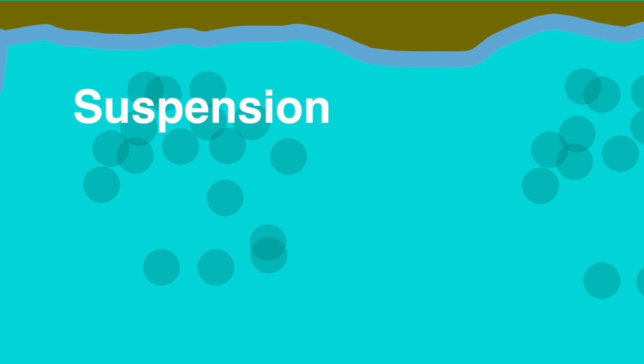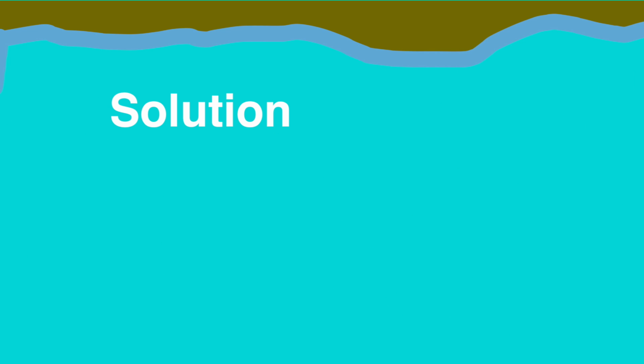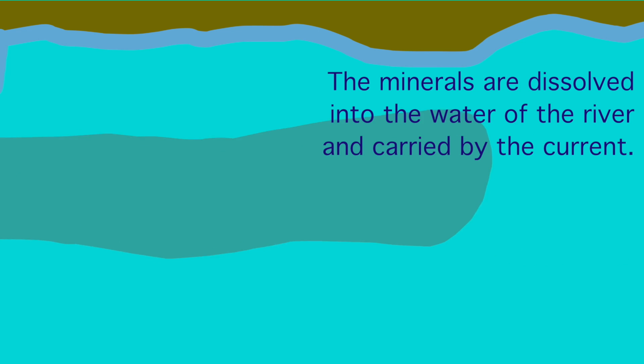Tiny particles, such as silts or clays, can be carried through the water current itself, which can also make the water look cloudy. And solution transportation occurs when minerals that are dissolved into the water are carried by the current.